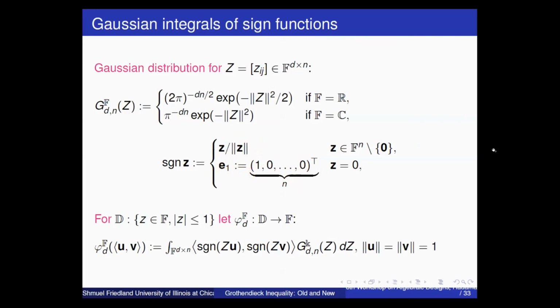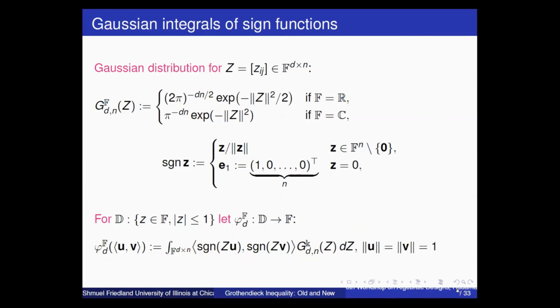Now we take a unit disk in F. For reals it's [-1, 1]. We are looking at a function from the unit disk to F, and this function is the sign of ZU and ZV, because U and V are fixed and Z runs through all these matrices with Gaussian entries, and you take an integral of that.